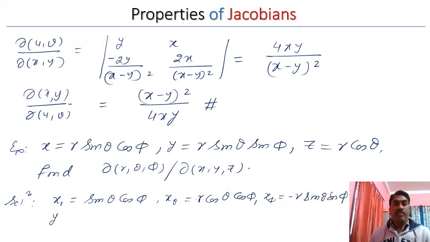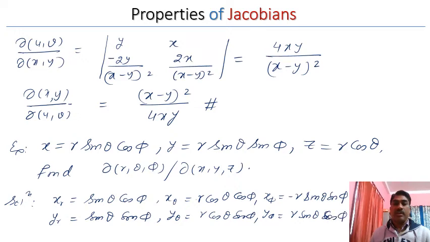Similarly, yr is equal to sine theta sine phi, y theta is equal to r cos theta sin phi, and y phi is equal to r sin theta cos phi, and finally zr is equal to cos theta, and z theta is equal to minus r sin theta, and z phi is equal to 0 because z has no component of phi.